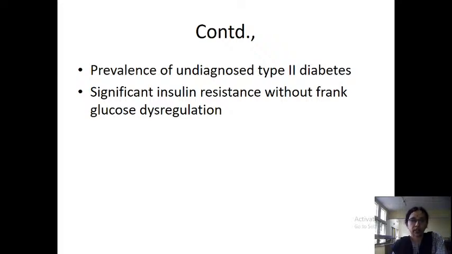And also the increased incidence of fetal anomalies may be explained by the fact that these women have a high prevalence of undiagnosed type 2 diabetes, so almost to the rates of 30 to 50%. So there will be a 30 to 50% prevalence of undiagnosed type 2 diabetes that could be the contributing factor of the increased incidence of congenital anomalies that we see in these women. And also there is a significant insulin resistance without frank glucose dysregulation in these women. So both these factors might contribute to the increased incidence of fetal anomalies in these women. So they should always be concerned regarding these complications.